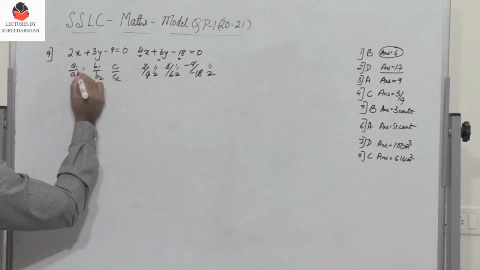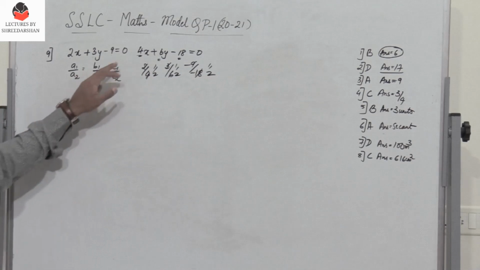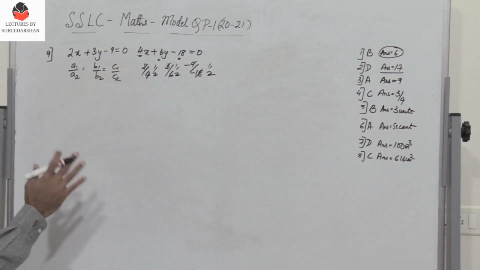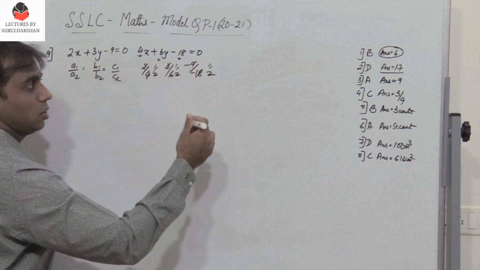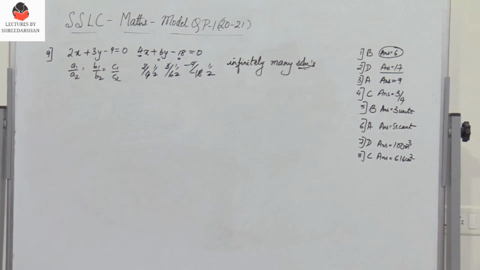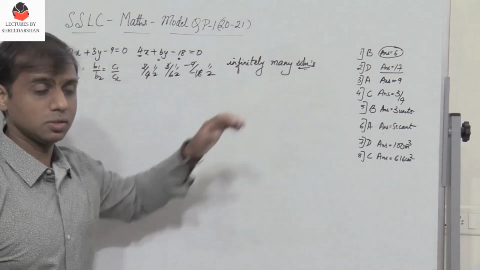So this means that A1 by A2 equals B1 by B2 equals C1 by C2. Since they are all equal, what is the condition? These two lines definitely coincide, so you have infinitely many solutions. Right? So the answer is infinitely many solutions.